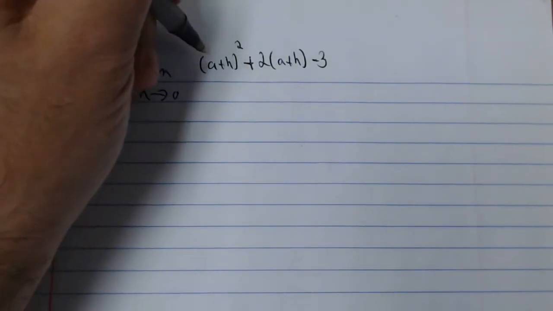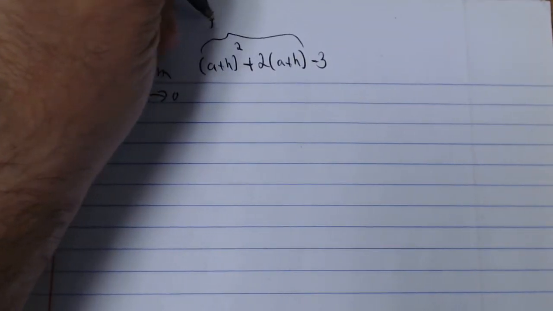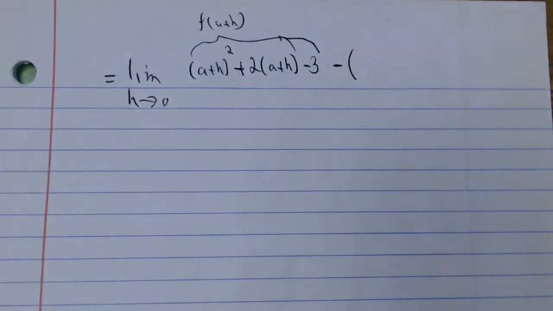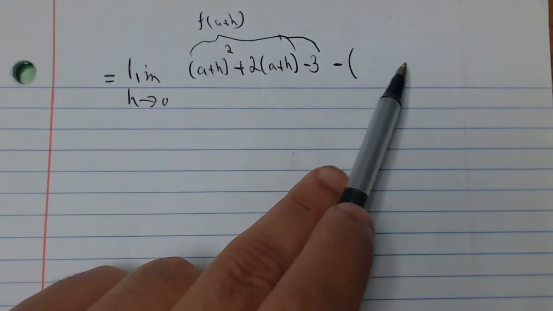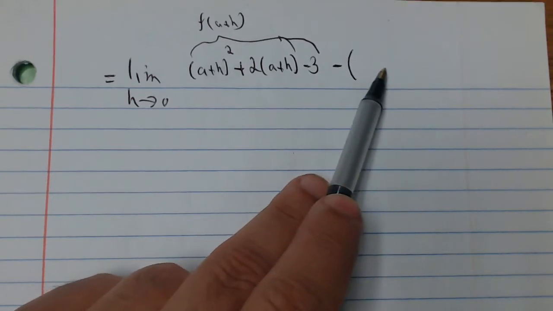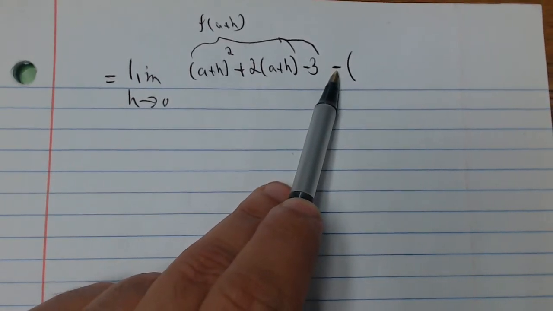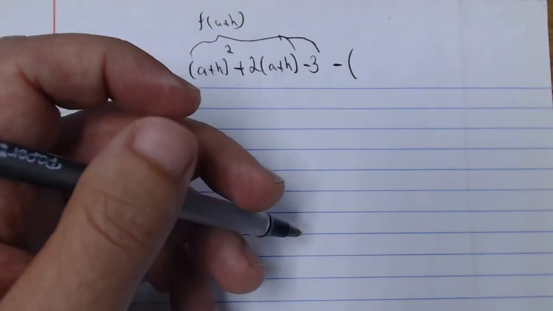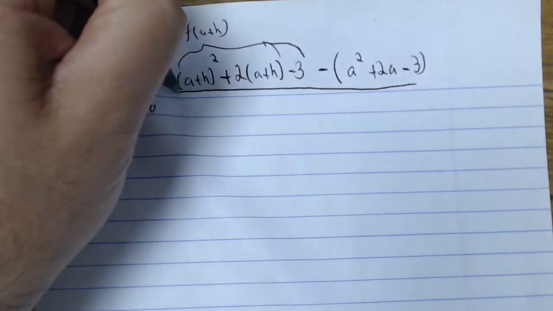So if you remember, all of this is my f of a plus h, including the negative 3, minus f of a. And anytime we say minus f of a, I put parentheses around the f of a, just so we understand that this negative needs to distribute to every term of f of a. So this will just be a squared plus 2a minus 3, all over h.